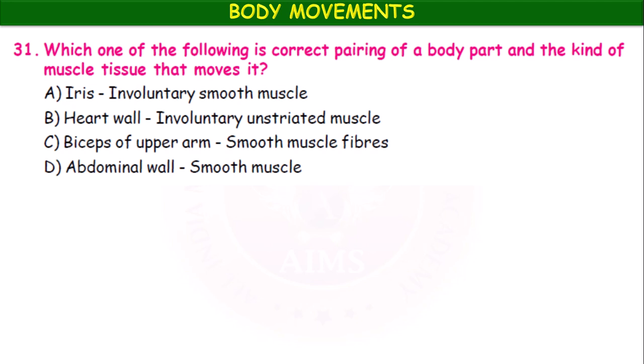Which one of the following is the correct pairing of a body part and the kind of muscle tissue that moves it? Option A, iris, involuntary smooth muscle; heart wall, involuntary unstriated muscle; biceps of upper arm, smooth muscle fibers; abdominal wall, smooth muscle. Okay, here iris of eye, actually iris is a part of eye, it is made up of involuntary smooth muscle.